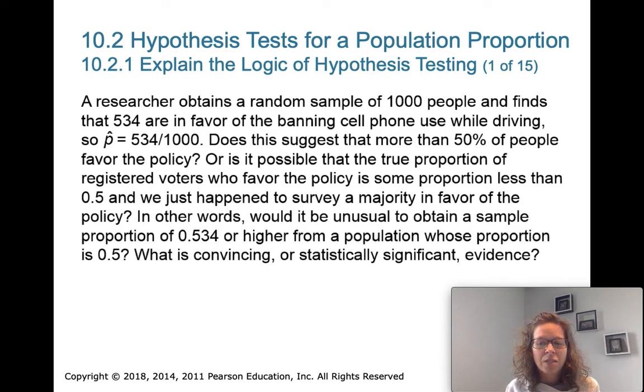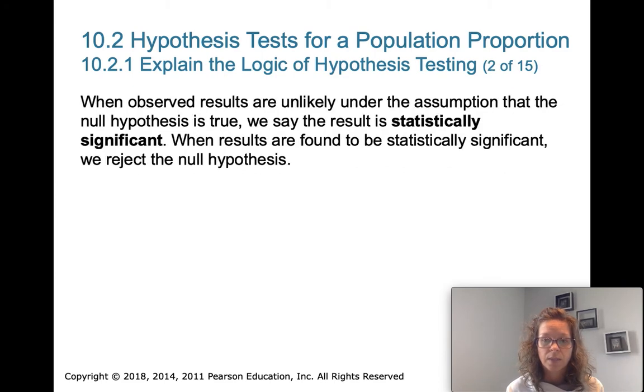So is this enough evidence to conclude that the true proportion of the whole population is more or less than 50? What if we just happened to get a sample that had a lot of people in favor of it? In other words, would it be unusual to get a sample like this if the actual population proportion was 50% or less? So what would we need to convince us statistically, with evidence, that more than 50% of people are in favor of banning cell phone use while driving? That's the idea of how a hypothesis test works.